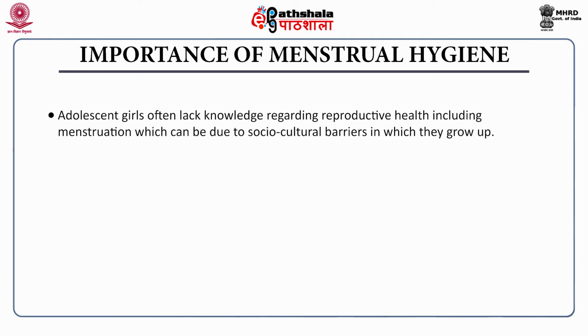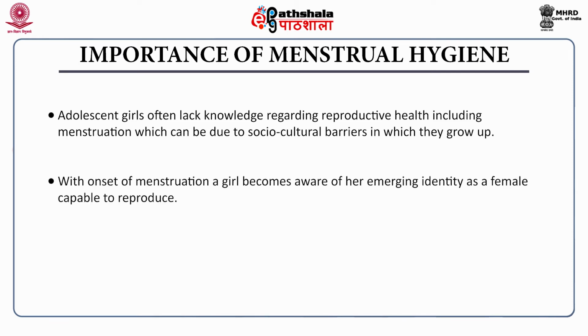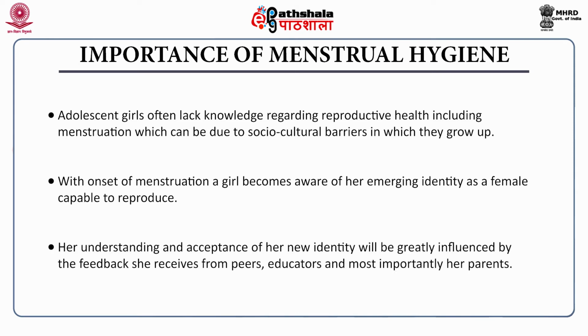Importance of menstrual hygiene. Adolescence is a significant period in the life of a female. Adolescent girls often lack knowledge regarding reproductive health, including menstruation, which can be due to cultural barriers in which they grow up. With the onset of menstruation, a girl becomes aware of her emerging identity as a female capable to reproduce. Her understanding and acceptance of her new identity will be greatly influenced by the feedback she receives from peers, educators, and most importantly, her parents.